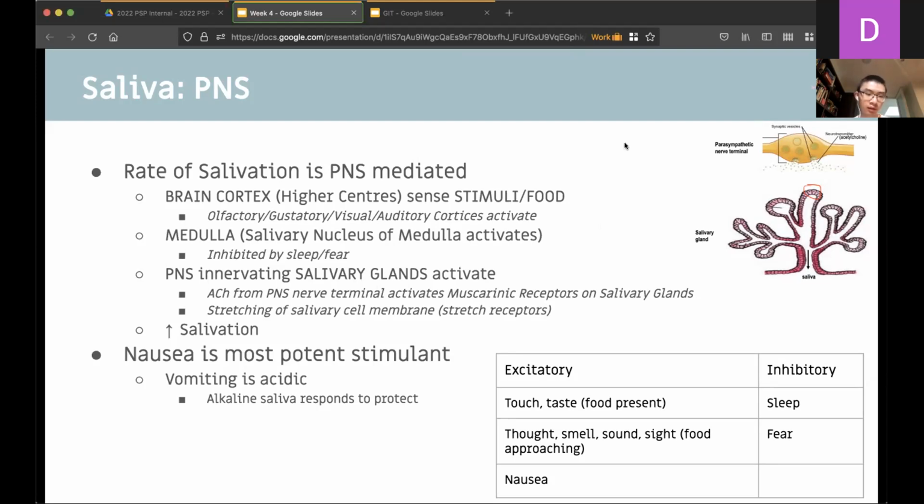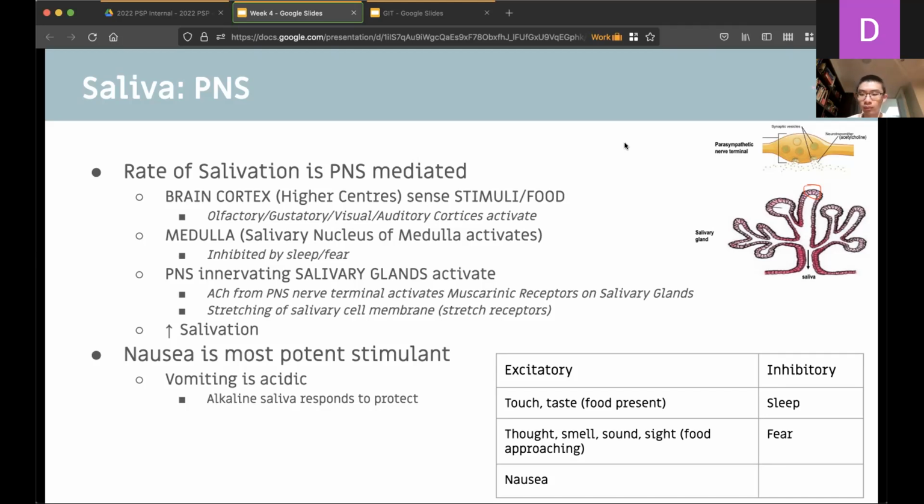So basically the parasympathetic nervous system innervates the salivary glands, and you have acetylcholine from these nerve terminals activating muscarinic receptors. This triggers stretching of salivary cell membranes, causing an increase in salivation. So the main thing to take away is that acetylcholine and the parasympathetic nervous system are responsible for your salivation.